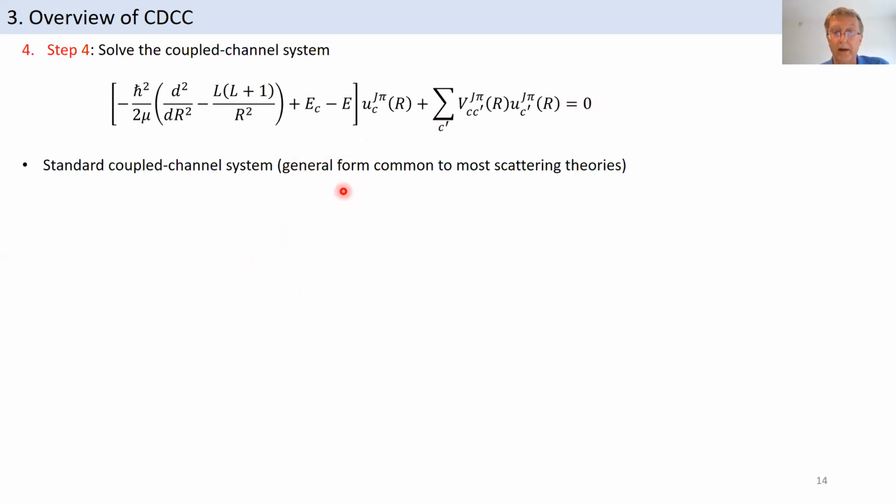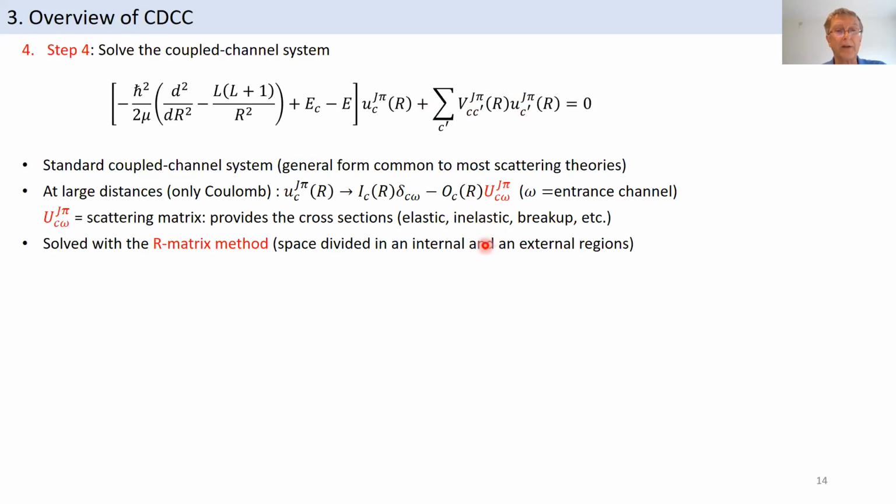So this is a general form, which is common to most scattering theories. So here you have these coupling potentials. And at large distances, when you have only Coulomb, you know that the relative wave functions only depend on the Coulomb interaction. So this is a combination of incoming and outgoing Coulomb functions. And what is here is called the scattering matrix. It is from the scattering matrix that you can determine the cross sections.